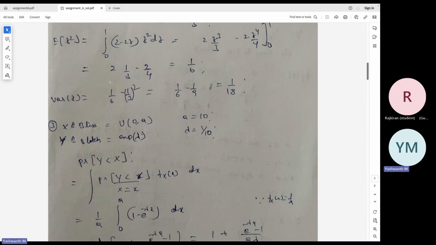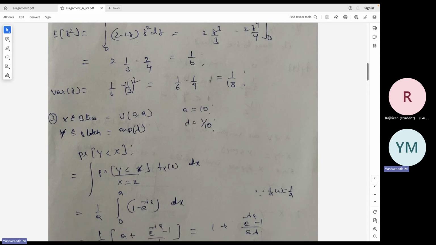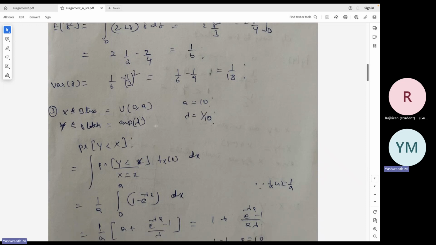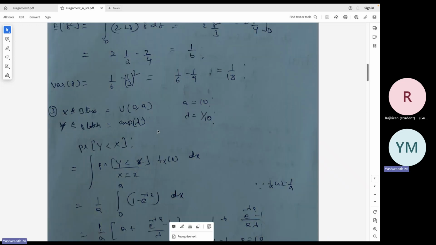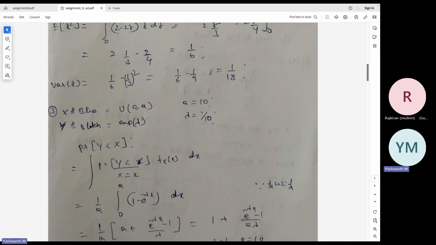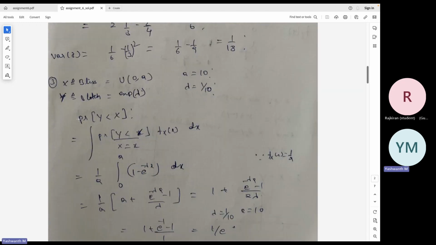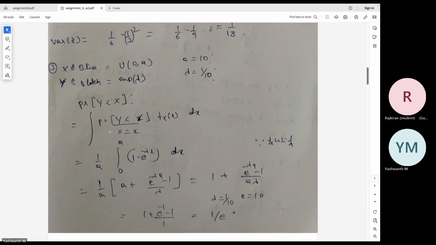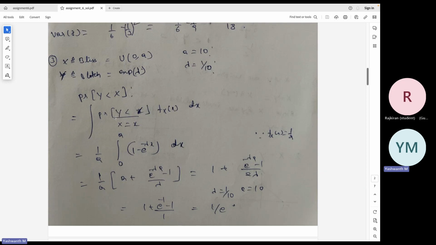So we define x as the random variable that is uniformly distributed from 0 to a, where a is 10. I just took it a bit generic here. Y is Bloshville and that is exponentially distributed with lambda, where lambda is 1 over 10. We are asked the probability that y is less than x. The same thing as what we have done last time: probability y less than x, condition on x, and you sum up all the possible values of x.